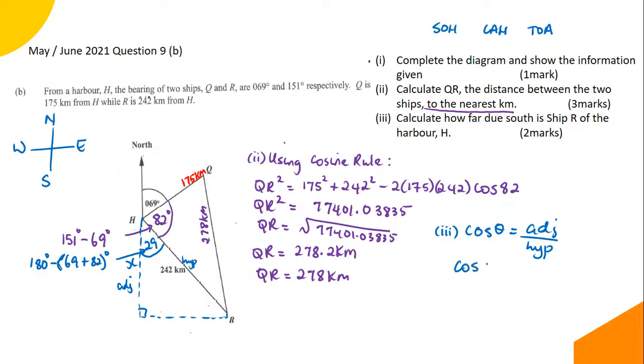So cos of theta, which is 29, is equal to the adjacent, which is x, over the hypotenuse, which is 242. You simply cross multiply, so you get x is equal to 242 cos of 29. When you plug this into your calculator, the calculator will give you 211.7 kilometers. All right, so that's your answer. That's it for the May-June 2021 paper question 9B. So let's continue.